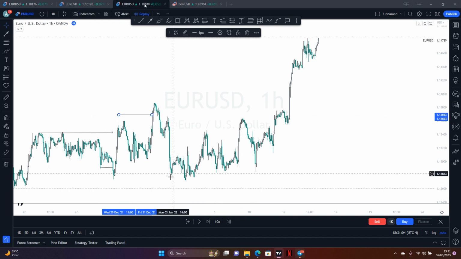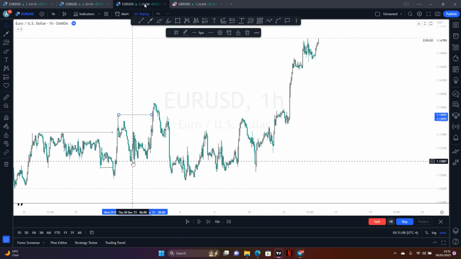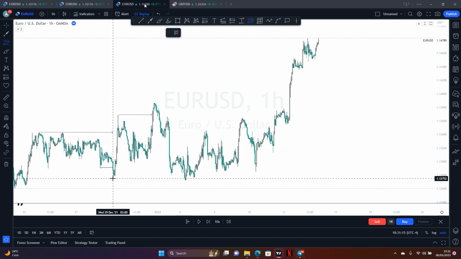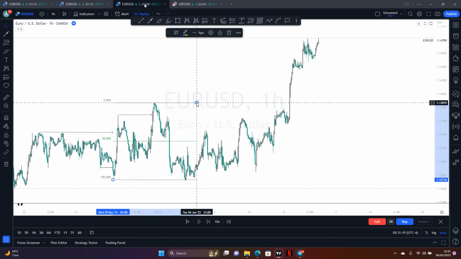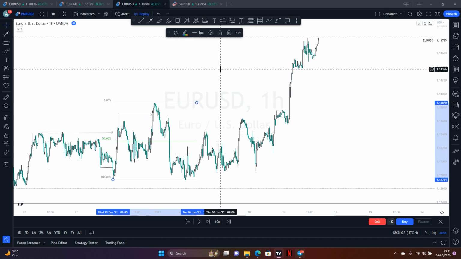But then why was it taken out? That's the big question. This produced a break of structure, of course. Rule number one, it produced a break of structure. Rule number two, it was coming from premium, sorry, from discount. So why was it taken out right here and then price still continued on the trend?